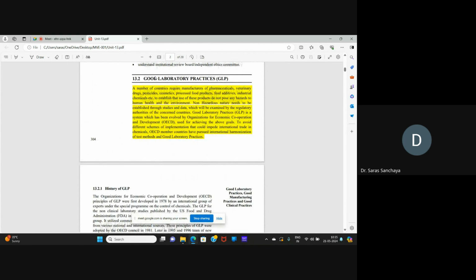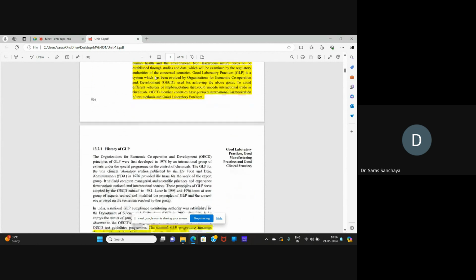First, we come to good laboratory practices. What is good laboratory practices? A number of countries require manufacturers of pharmaceuticals, veterinary drugs, pesticides, cosmetics, processed food products, feed additives, industrial chemicals, etc., to establish that use of these products does not pose any hazards to human health and environment. Non-hazardous nature needs to be established through studies and data, which will be examined by the regulatory authorities of the concerned countries. Good laboratory practices is a system which has been evolved by the Organisation for Economic Co-operation and Development (OECD) for achieving the above goals. To avoid different schemes of implementation that could impede international trade in chemicals, OECD member countries have pursued international harmonization of tests and methods and good laboratory practices.